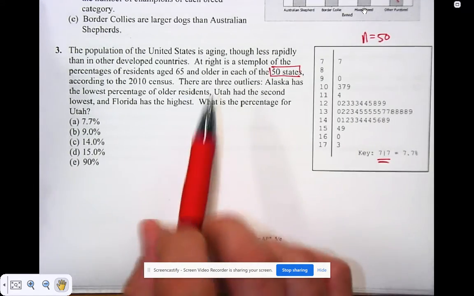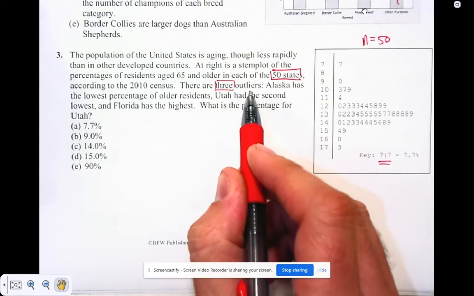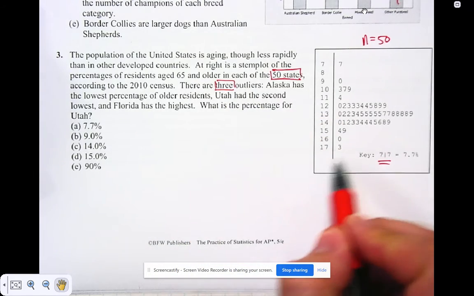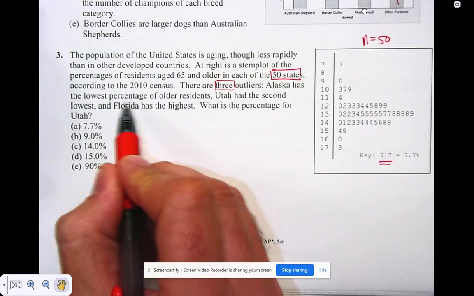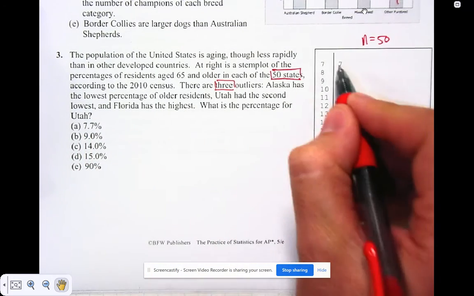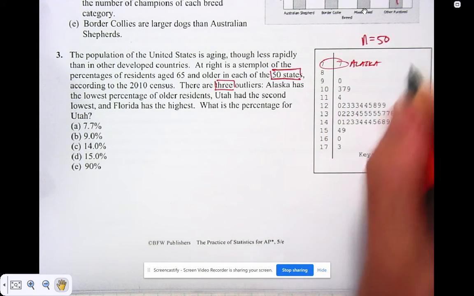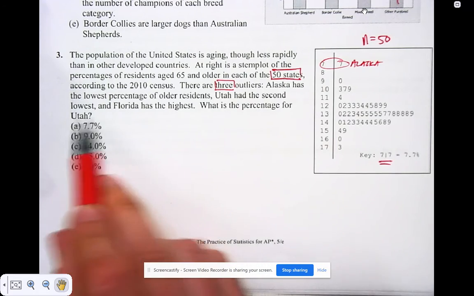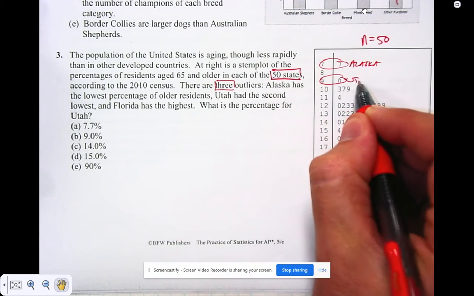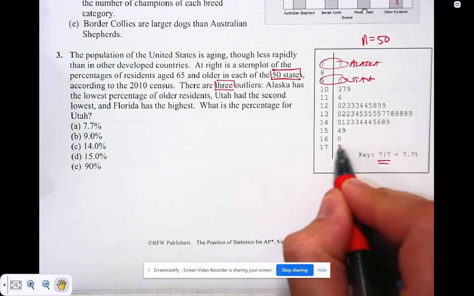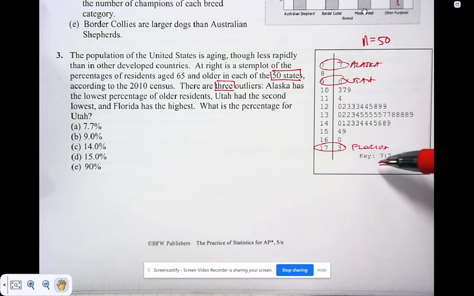Okay, so the question is the following. There are 3 outliers. Outliers are going to be at the very high end or the low end. It tells us Alaska has the lowest percentage of older residents. So this right here is Alaska, has the lowest. Utah had the second lowest. Okay, so this is Utah. And Florida has the highest. And so what they just told us is those are our 3 outliers.